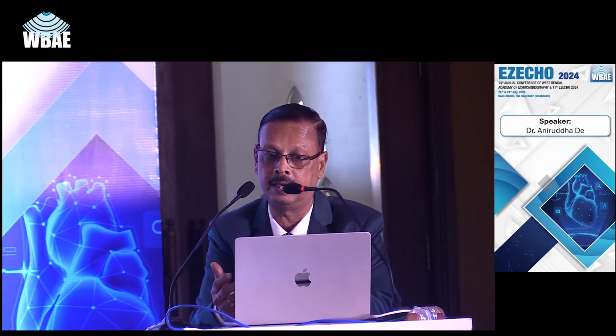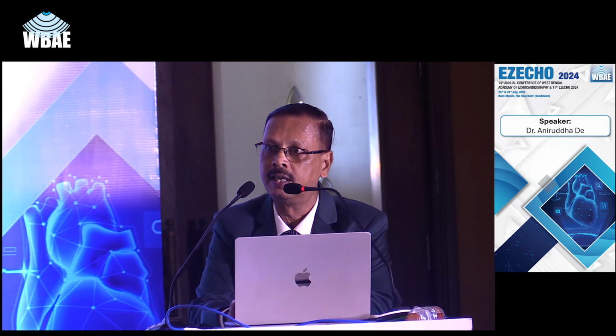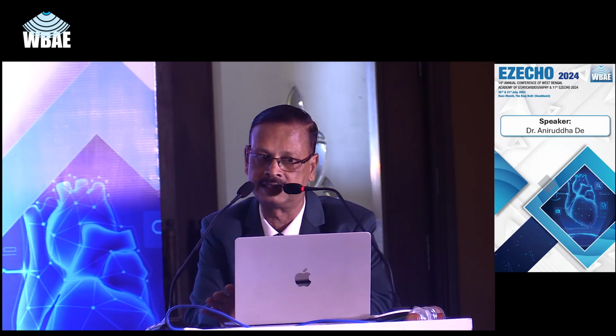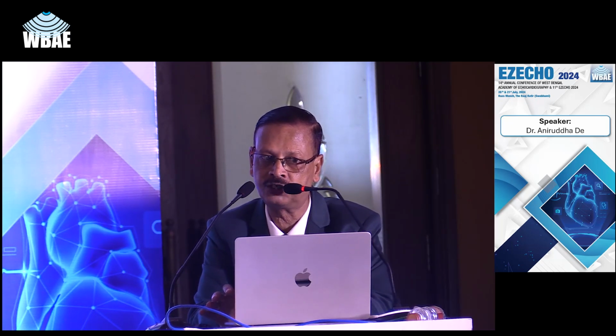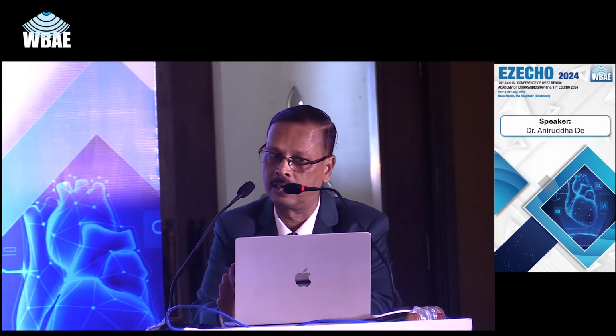So what are the other parameters? Then we take the E by E prime more than 11. Again, if you take this sort of E prime, it is not good. Rather, this is a good one, where the variability is less. And you can average it in both the septal and the lateral annulus.